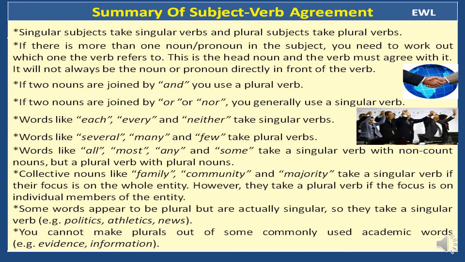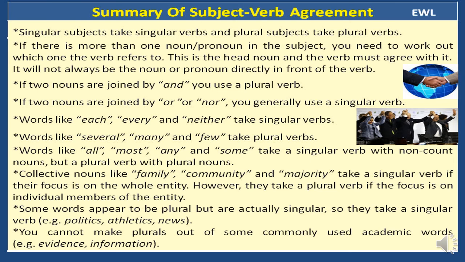If two nouns are joined by and, you use a plural verb. If two nouns are joined by or or nor, you generally use a singular verb. Words like each, every and neither take singular verbs. Words like several, many and few take plural verbs. Words like all, most, any and some take a singular verb with non-countable nouns or uncountable nouns, but a plural verb with plural nouns.